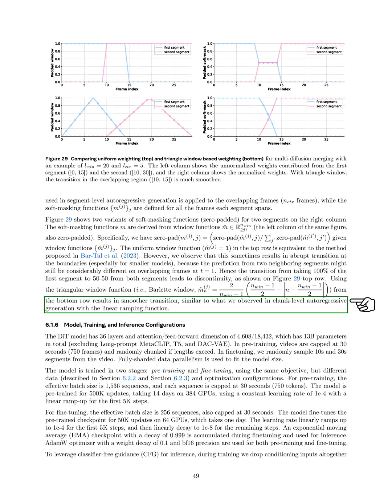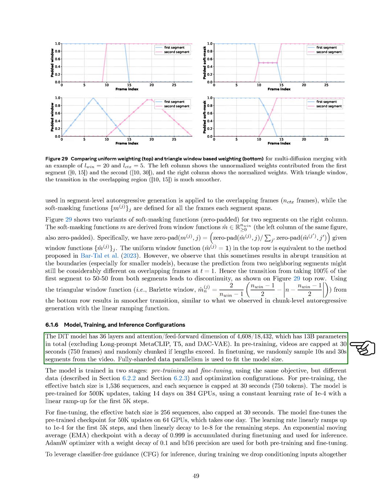Section: Model, Training, and Inference Configurations. In this section, we describe our model, training, and inference configurations. Our DiT model consists of 36 layers with attention and feed-forward dimensions of 4,608 and 18,432, totaling 13 billion parameters, excluding certain components. During pre-training, we limit videos to 30 seconds, or 750 frames, and randomly segment longer videos. For fine-tuning, we sample 10 and 30-second segments from the videos. We utilize fully sharded data parallelism to accommodate the model size.